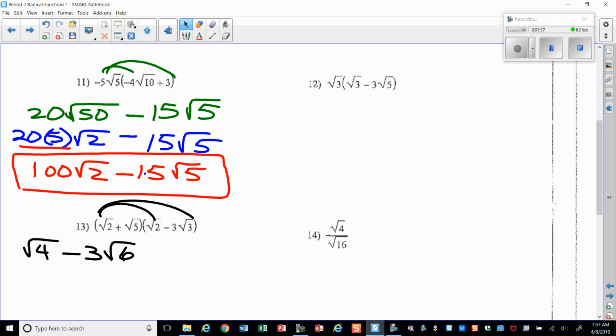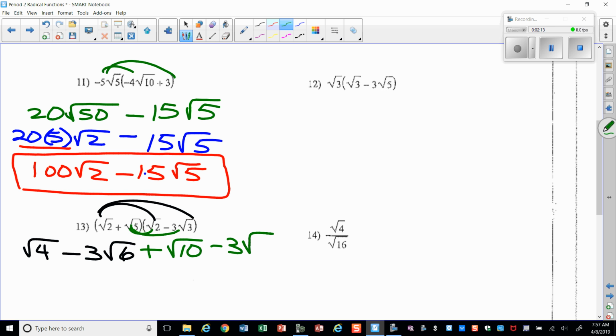Okay? And then now I'm going to distribute this one. So that would be a negative 5, radical 5 times radical 2, so that's positive because they're both positive, and that would be square root of 10. And then now I do the last ones. So it would be negative 3 square root of 15.